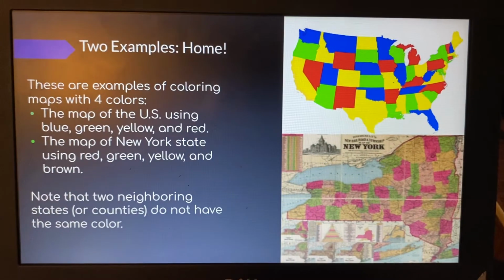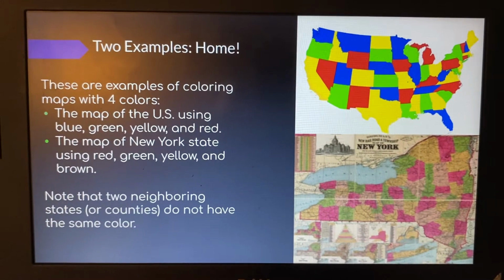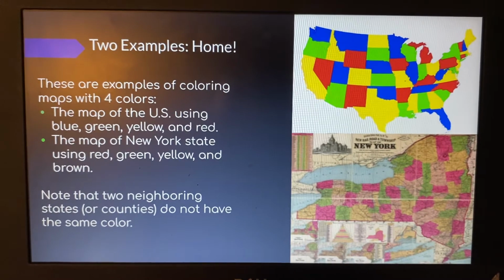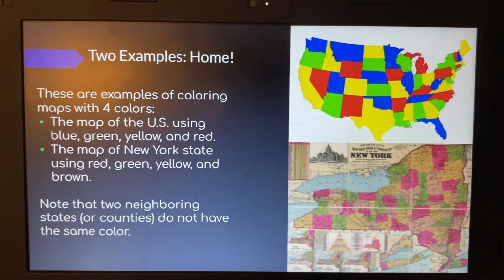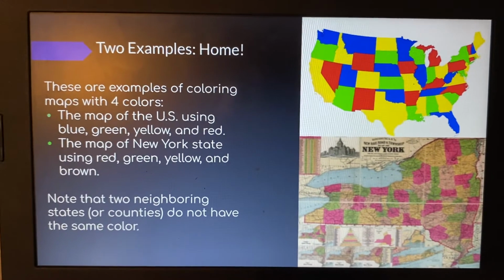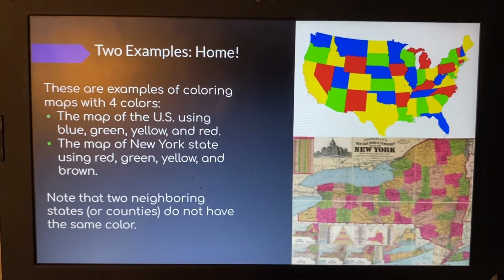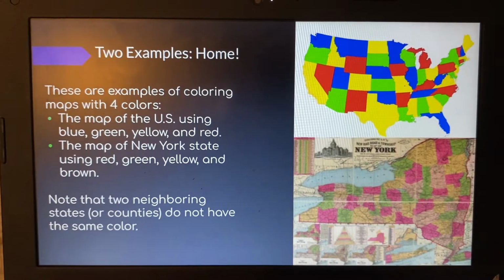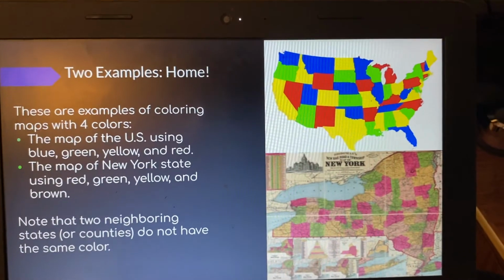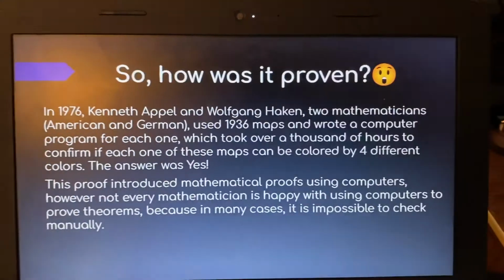Two examples. These are two examples of maps with four colors. The first one being the U.S. and the second one being New York. The map for the U.S. is using blue, green, yellow, and red, and the map for New York State uses red, green, yellow, and brown. Note that two neighboring states do not have the same color, meaning they are adjacent to each other and they're not touching each other.